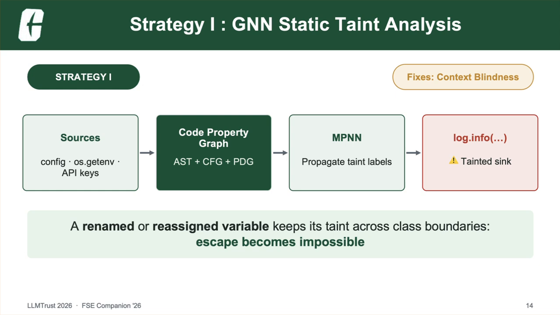Strategy 1 targets context blindness using GNN-based static taint analysis. So basically what it means is that by constructing a code property graph message passing neural network, it will track sensitive data flow from the source variables directly to log sinks. And because we trace the semantic lineage, renames or variable reassignments can no longer hide a secret.